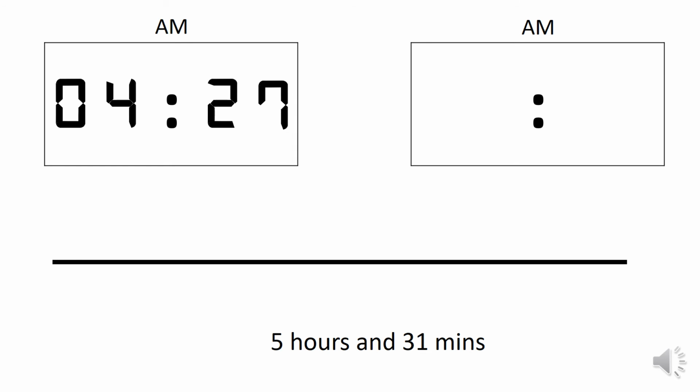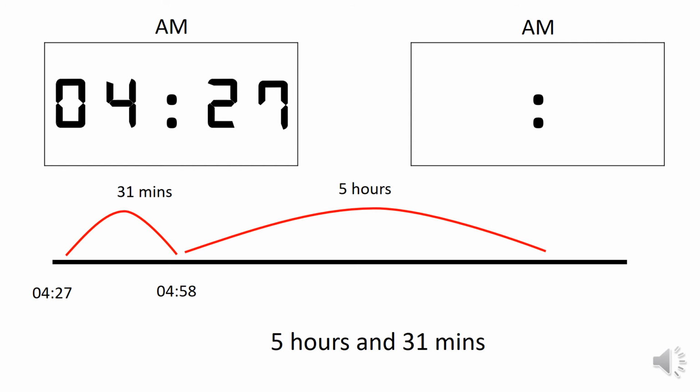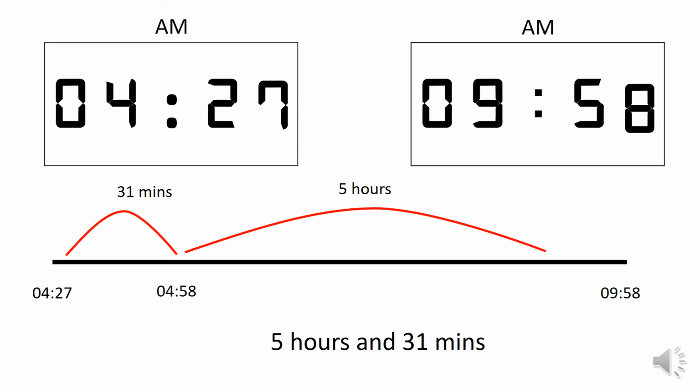I draw my line. Put my start time on. I'm going to add on the 31 minutes first. That gets me to 4:58. I'm then going to add on the 5 hours. That gets me to 9:58. So 4:27, increased by 5 hours and 31 minutes, gets us to 9:58 a.m.